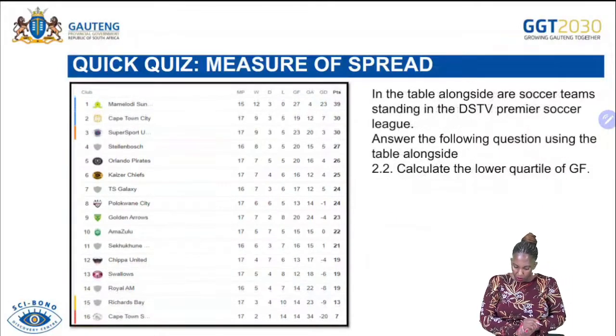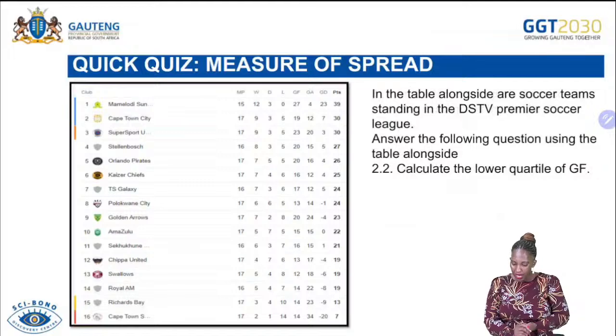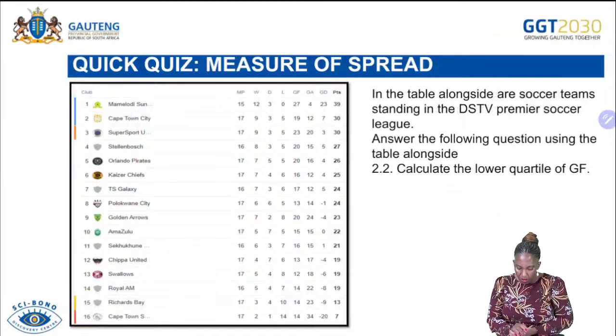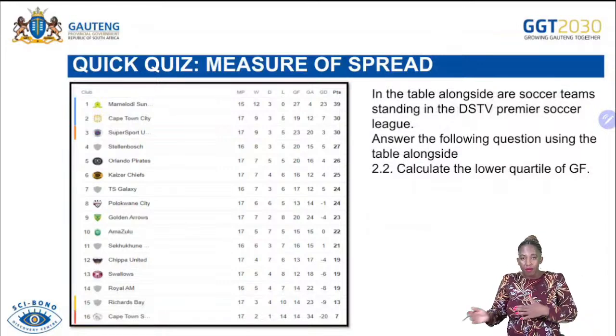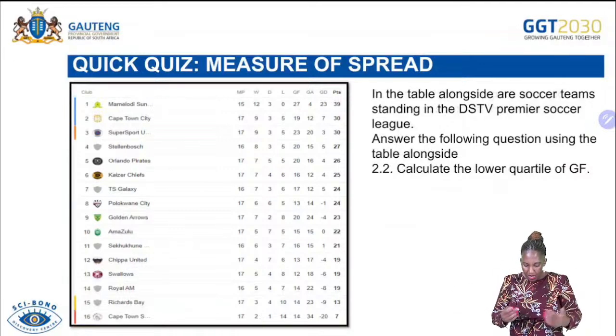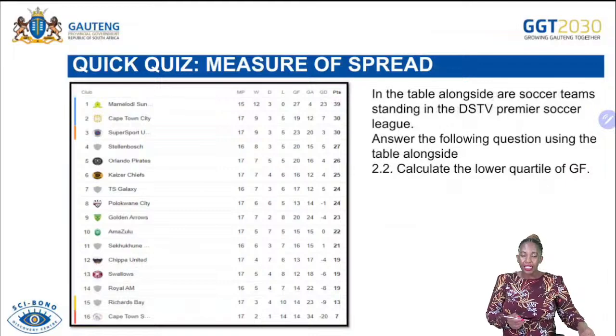Now let's quickly do the lower quartile. It says calculate the lower quartile of the GF. Boys and girls, to get the lower quartile and the upper quartile, we have to arrange our data set in an ascending order or a descending order. The examiner will state to arrange your data set in ascending or descending order.